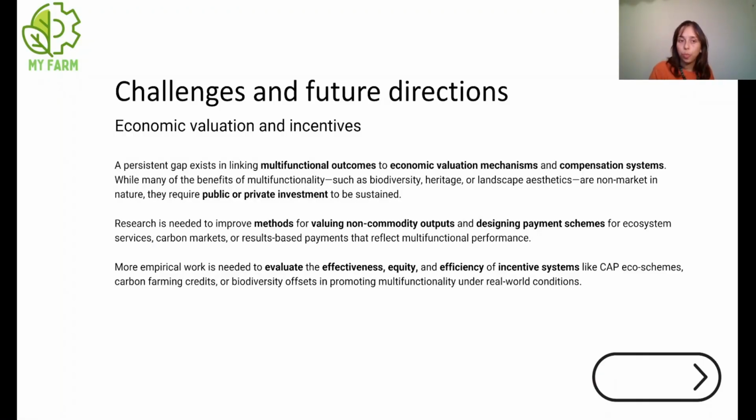Research is needed to improve methods for valuing non-commodity outputs and designing payment schemes for ecosystem services, carbon markets, or result-based payments that reflect multifunctional performance. More empirical work is needed to evaluate the effectiveness, equity, and efficiency of incentive systems like CAP eco-schemes, carbon farming credits, or biodiversity offsets in promoting multifunctionality under real-world conditions.